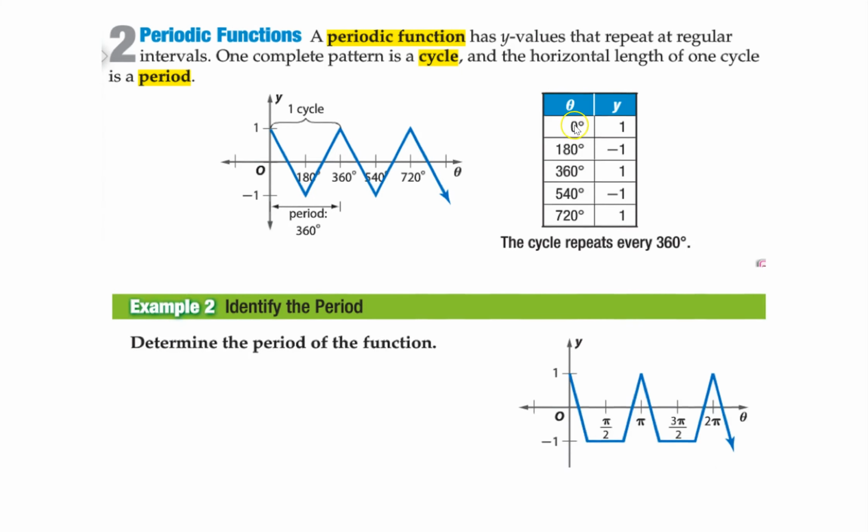Part 2, periodic function. So a periodic function is a function that has y values that repeat in regular intervals. So it's just a graph that repeats itself. Like right here you'll see it goes down and it goes back up. It repeats itself every 360 degrees. So then goes down, goes back up, goes down, goes back up. The length of time it takes to repeat itself, or what we call one cycle, is also known as a period. So the period of this graph right here would be 360, because that's how long it takes to repeat itself.